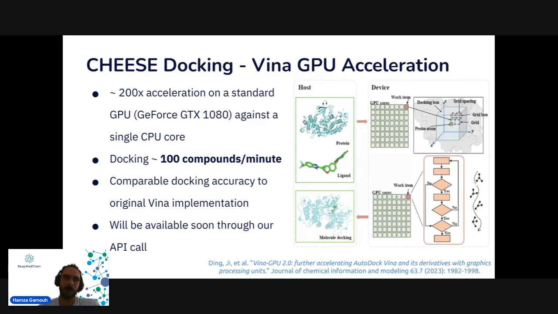So if you compare AutoDock Vina on a single CPU core, you achieve this level of acceleration on this standard GPU. In terms of how many compounds we are able to dock, 100 compounds per minute, which is great for virtual screening. And it has been demonstrated that these accelerated implementations have comparable accuracy to the original Vina implementation. We will soon walk through our API and demonstrate it, and it will also be available in our CHEESE package.